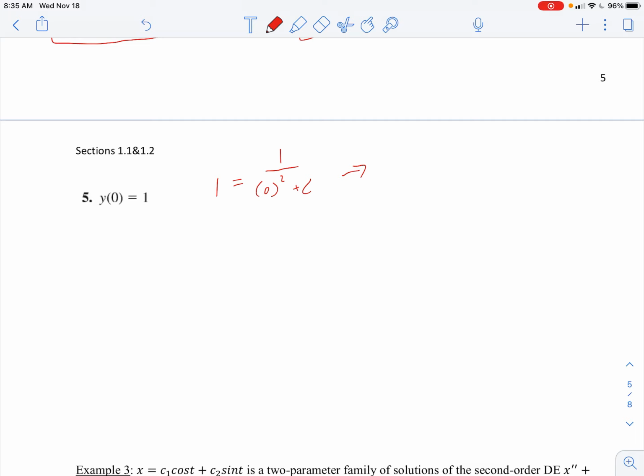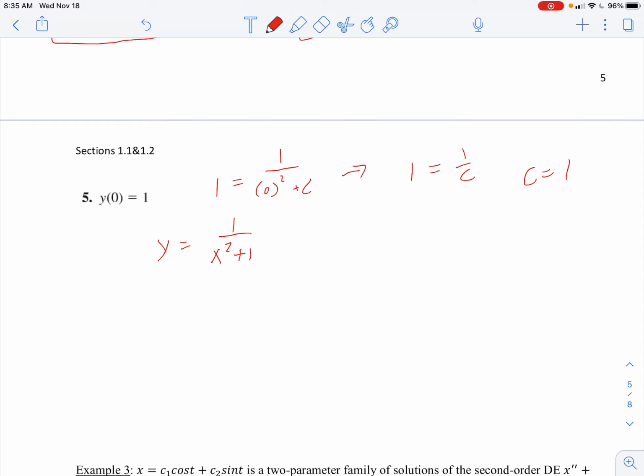That's going to give us, when we simplify, 1 is equal to 1 over c, and so that means our value is c equals 1. Well, if c equals 1, then here is our solution, 1 over x squared plus 1. There's our solution where we solved for c.